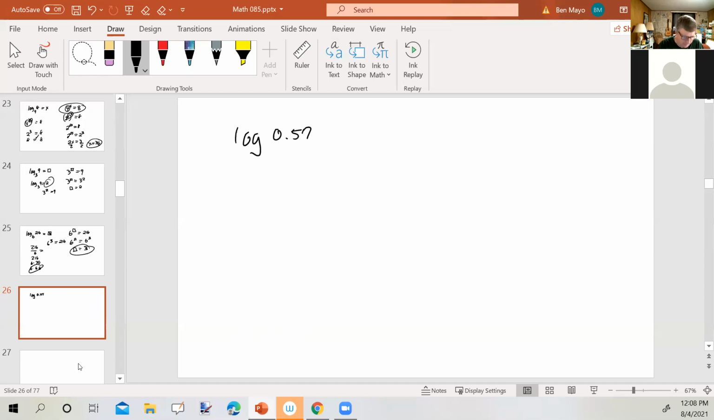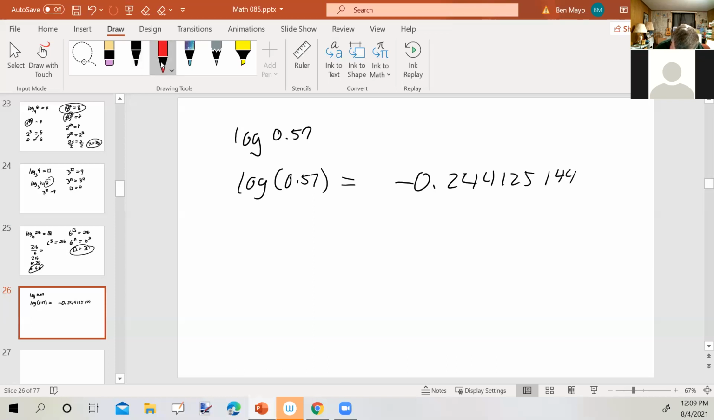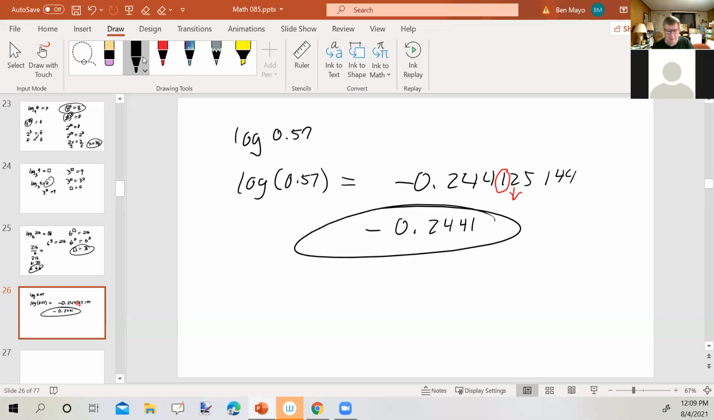So I've got log 0.57, close it up, equals, I get negative 0.244125144. Round to 4 places, the 2 would round down. So negative 0.2441. Recall that when you're rounding to a certain place, you go 1 place to the right, 5 and above rounds up, 4 and below rounds down.